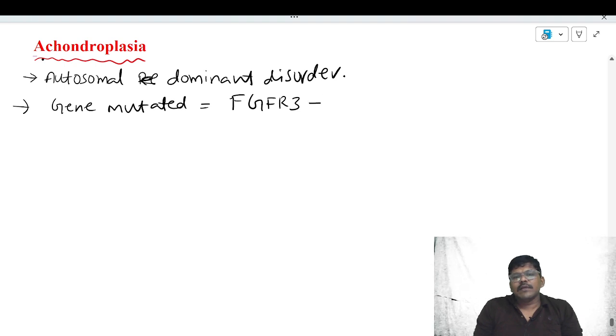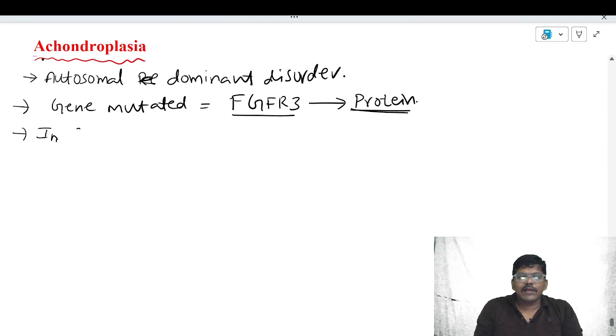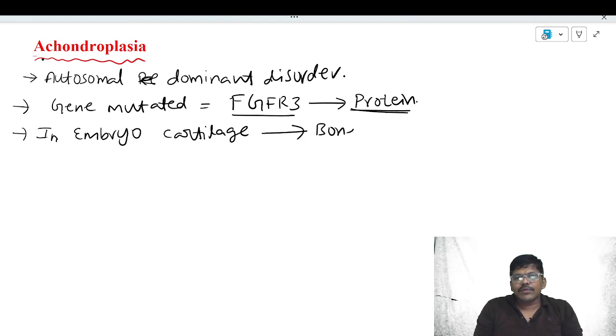The normal FGFR3 gene will produce a protein. This protein is responsible for the conversion of cartilage into bone. Actually, in the human embryo, bones will not form directly. First, cartilage will form. Later that cartilage becomes bone, which requires certain proteins for the conversion of cartilage into bone.